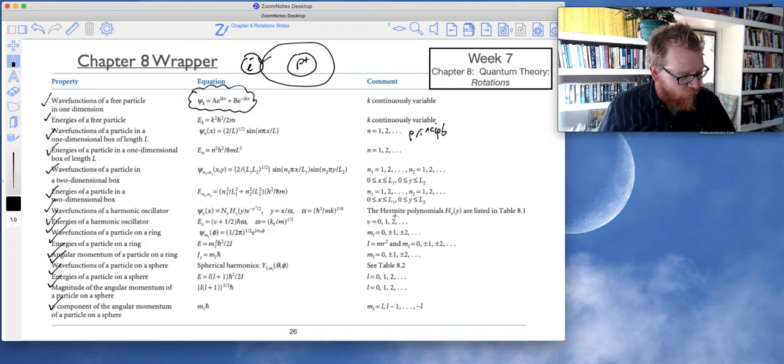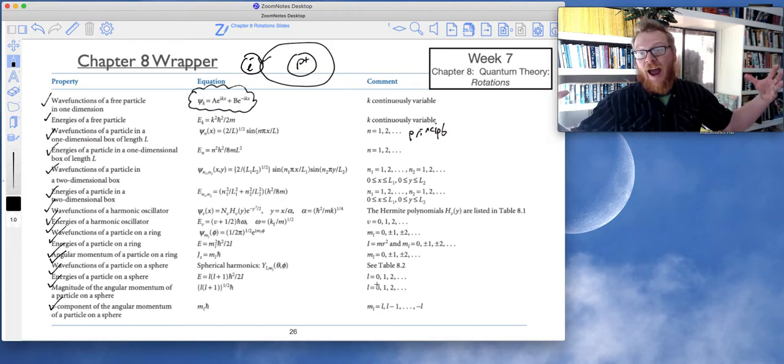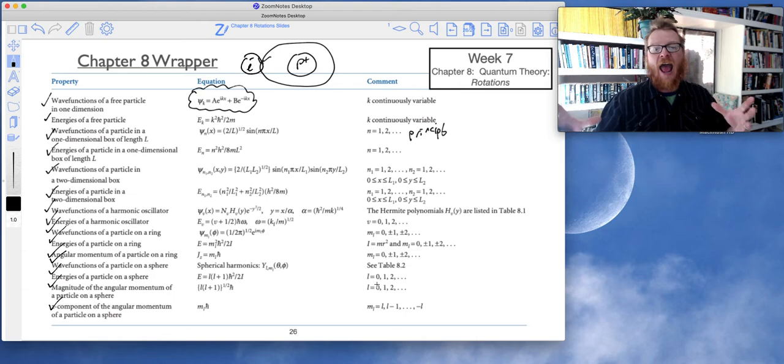Okay, folks, so I just wanted to record that very brief wrapper for this chapter 8. Coming up is chapter 9. And again, in chapter 9, we are going to take everything we've learned so far and try to describe the actual hydrogen atom using Schrodinger equation, as well as all of this other stuff. It's going to be very cool and exciting.